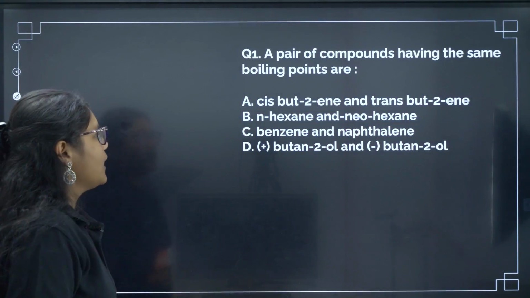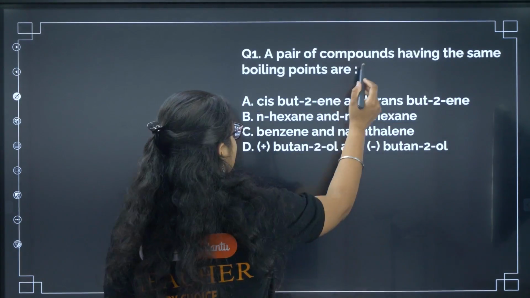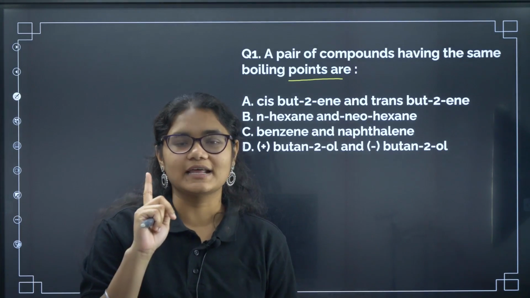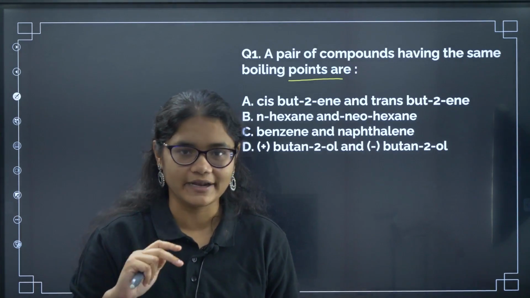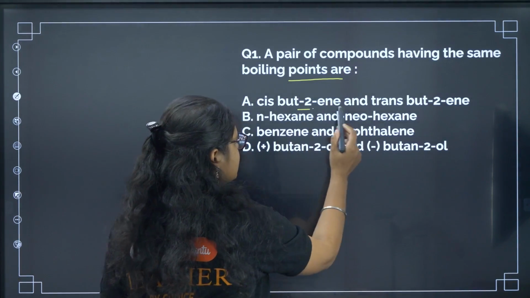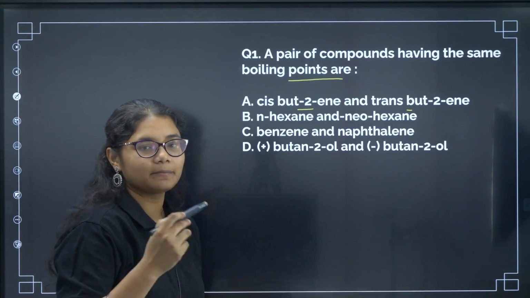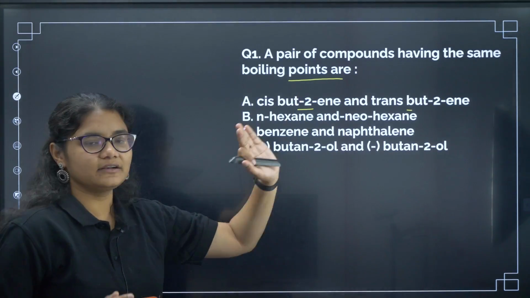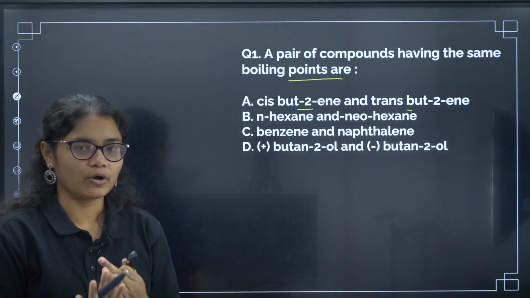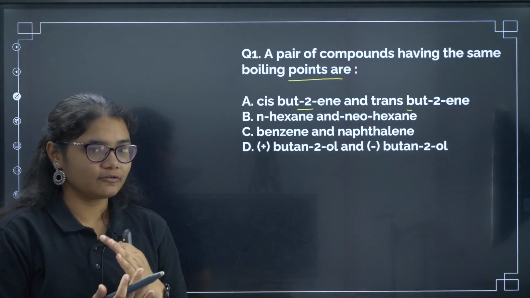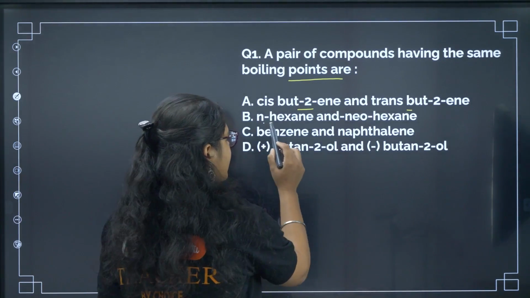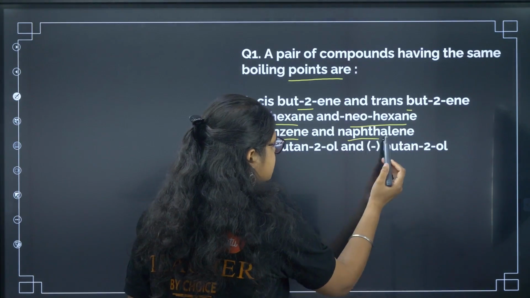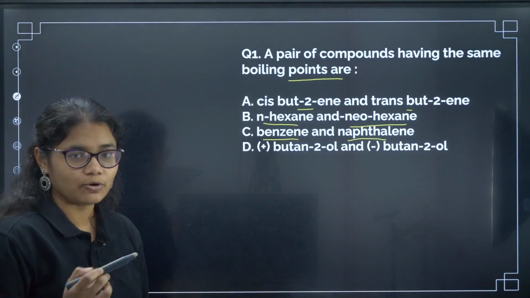Okay. A pair of compounds having the same boiling point are. So you know boiling point depends on two things, that is your mass and the branching, right? So here you see this is cis and trans, that will depend because of the packing, like how ortho para happens. Similarly for cis and trans the packing is different, so boiling point will be different because intermolecular forces are different. Now N-hexane and neohexane, these are two different compounds, so they will have different boiling points. Benzene and naphthalene will also have different boiling points.